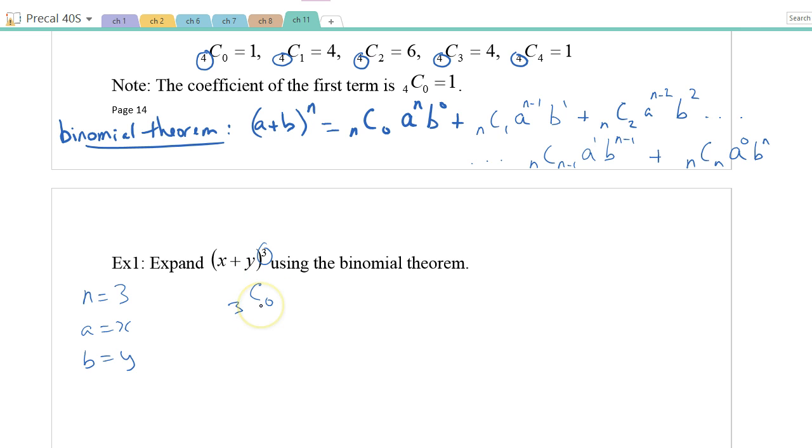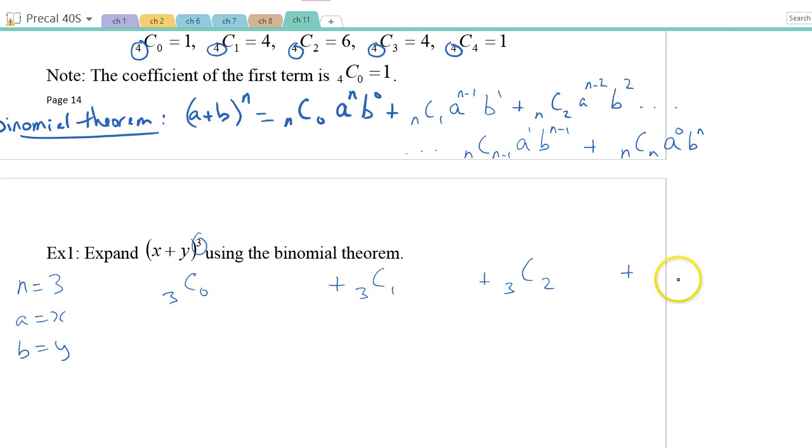3C0. And let's just do these ones first, and then I'll have a plus 3C1 plus 3C2 plus 3C3. So now we'll fill in the inner part here, and I'll even switch to green for this.